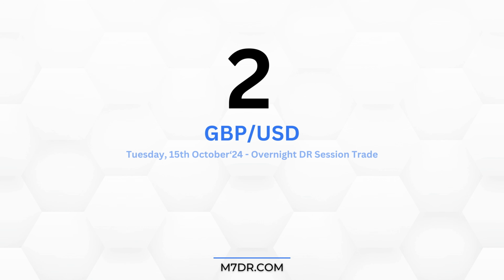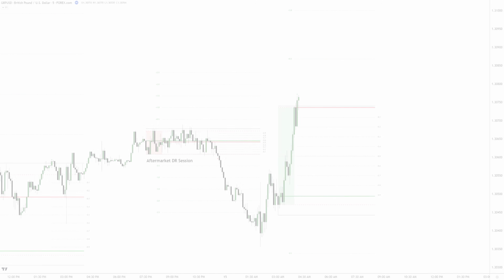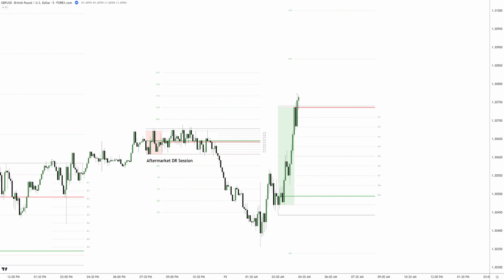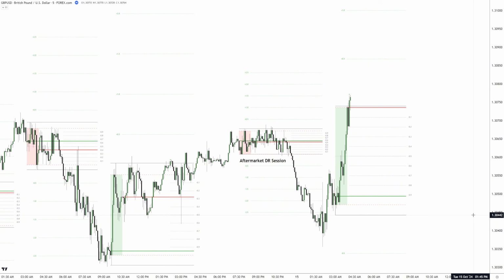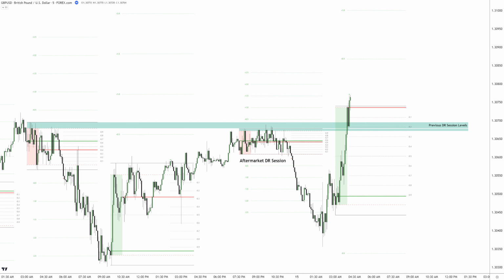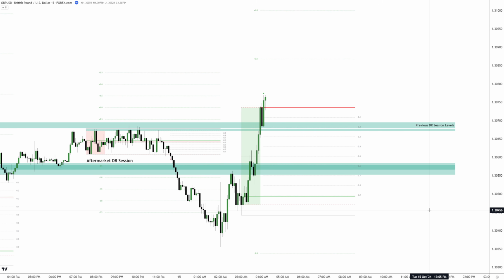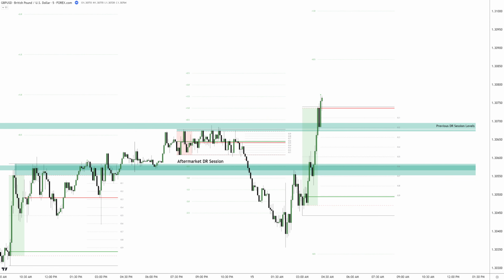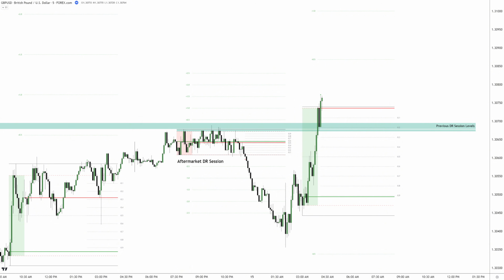Number 2, British pound versus the US dollar, Tuesday overnight DR session trade. This trade is very interesting. We started with a large overnight DR session green box, followed by an immediate long confirmation. Looking at previous price action, we see multiple DR session levels aligning with the current defining range. For now, we will focus on the upper levels, but also keep the lower ones in mind if we get a deeper retracement into the defining range.